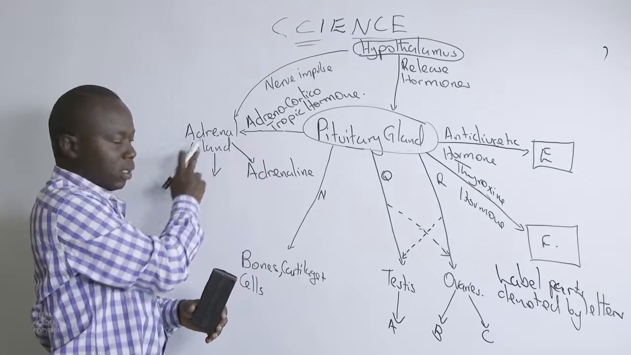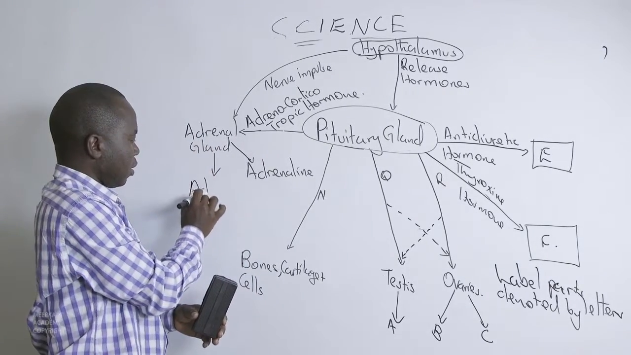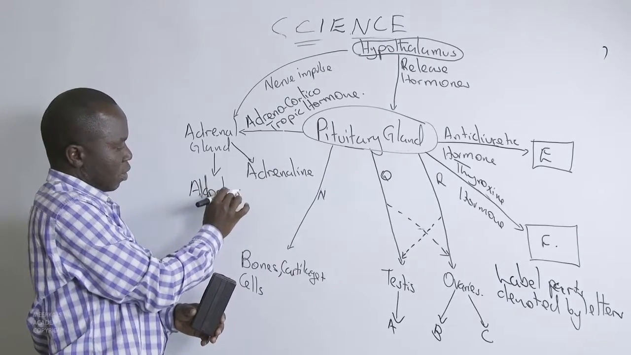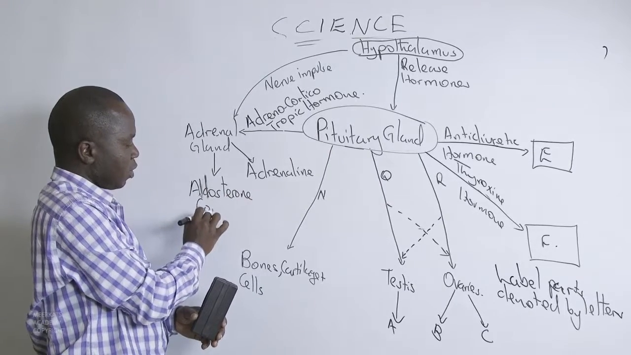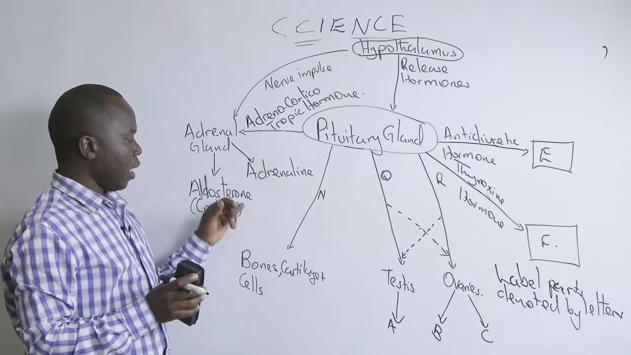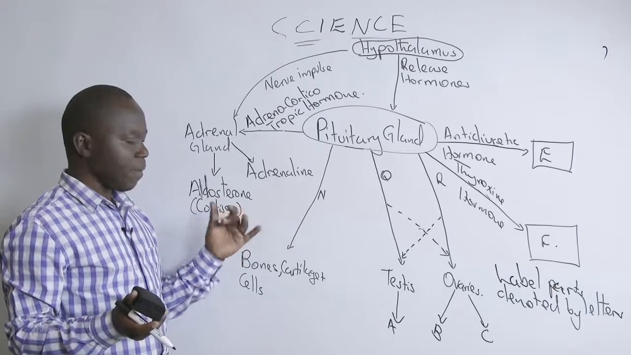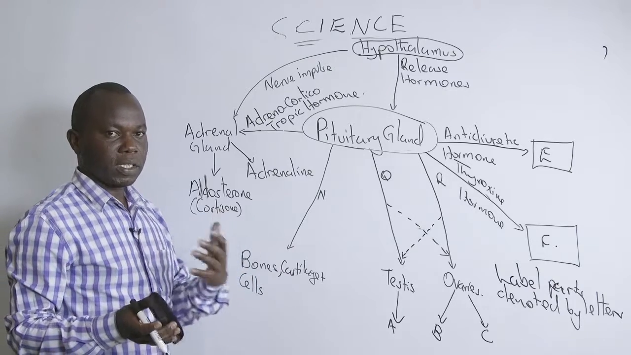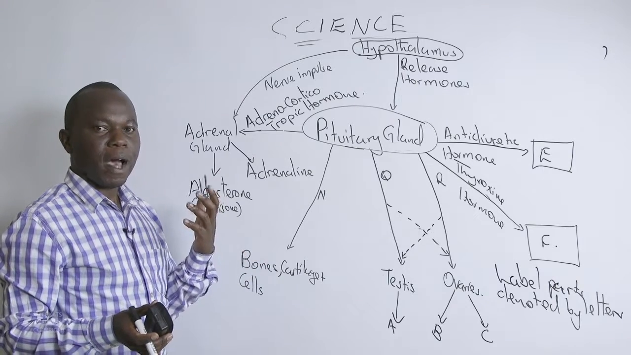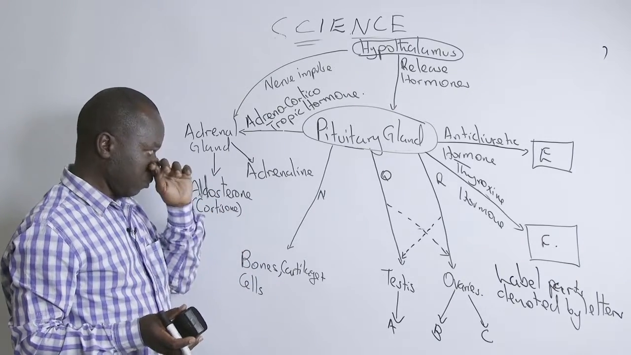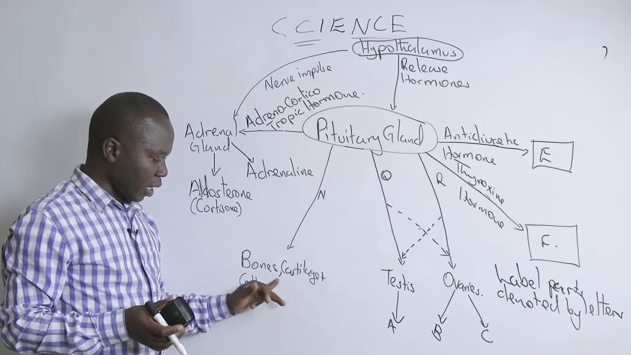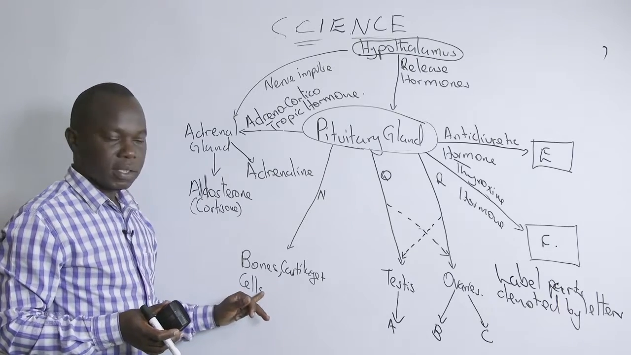We have another hormone, aldosterone, sometimes called cortisone hormone. Aldosterone, again, you can remember is the one that's involved in regulation of ions, specifically sodium ions and chloride ions. And then the pituitary gland is releasing a hormone that acts on bones, cartilage, and cells.